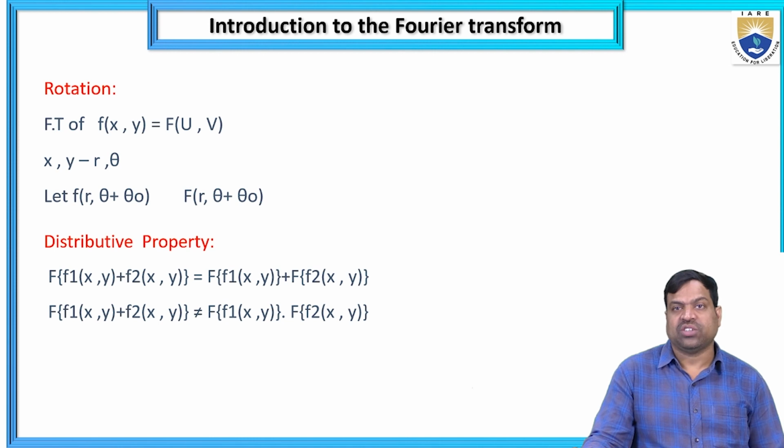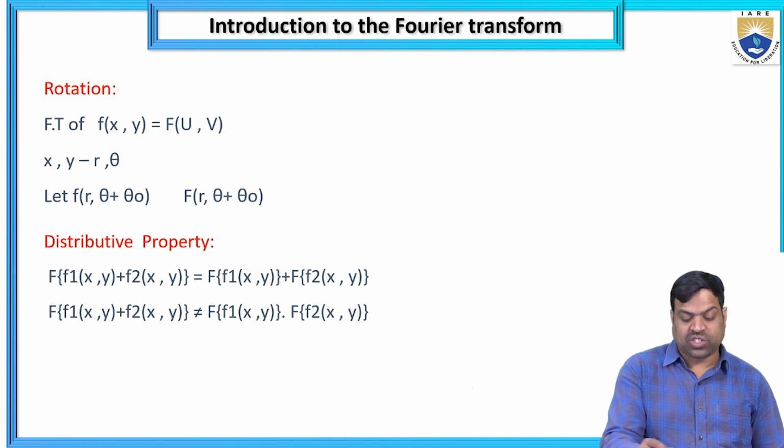So what is rotation? f of x comma y equal to capital F of u comma v. But here x comma y become r comma theta. Here I am using the rotation property: f of r comma theta plus theta naught, and capital F of r comma theta plus theta naught. It is a rotation. And the distributive property: I am using two functions, capital F of small f1 of x comma y plus f2 of x comma y.